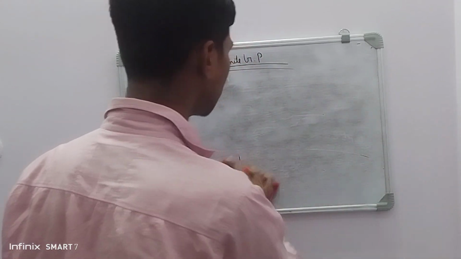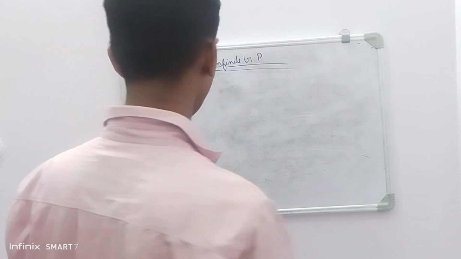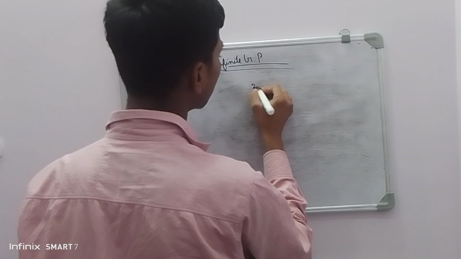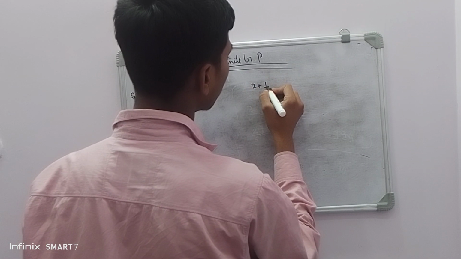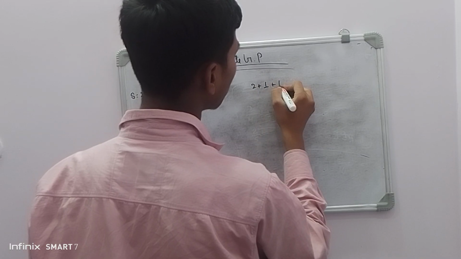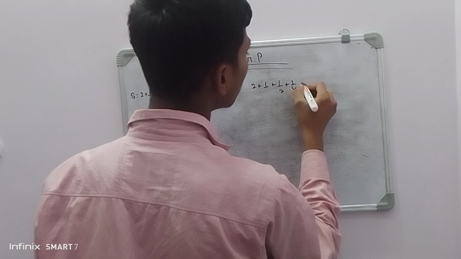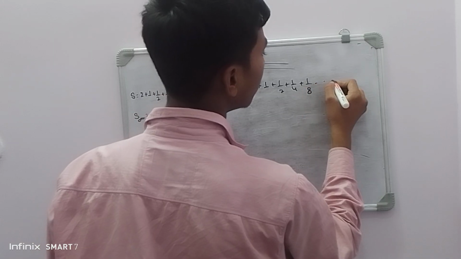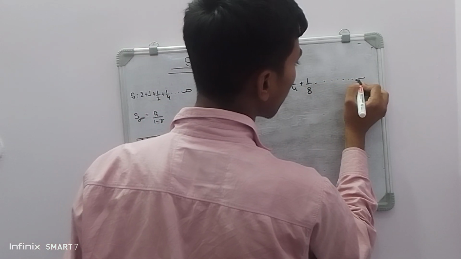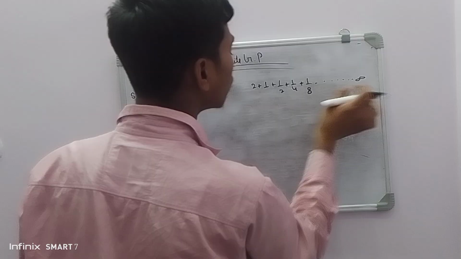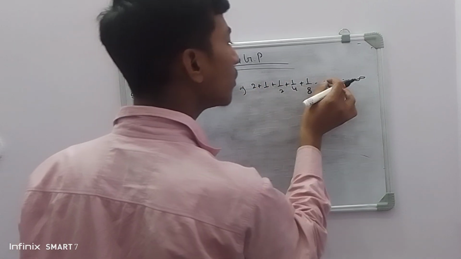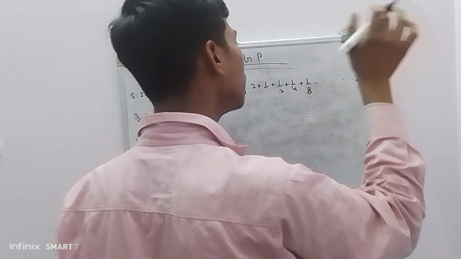So let's suppose a GP. Again I am going to take another GP, which is 2 plus 1 plus 1 by 2 plus 1 by 4 plus 1 by 8, and it will continue to infinity. It will not stop one day, because it continues to go.